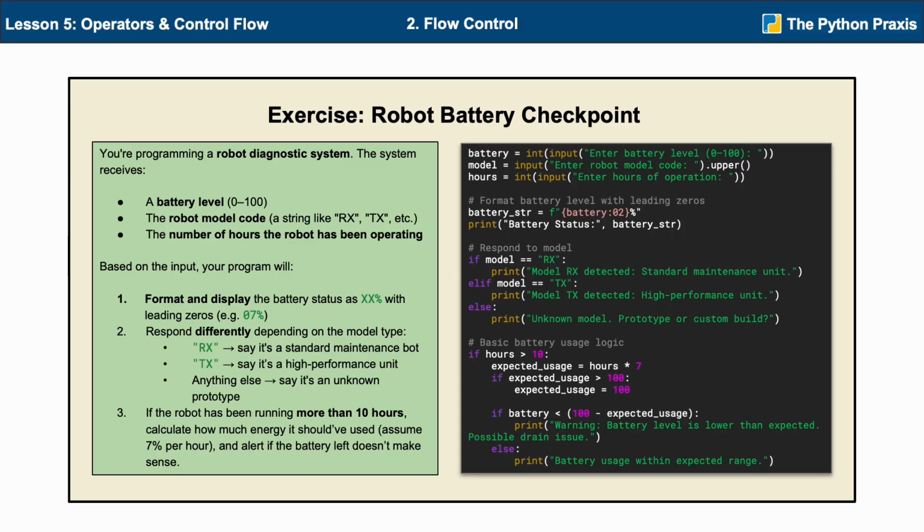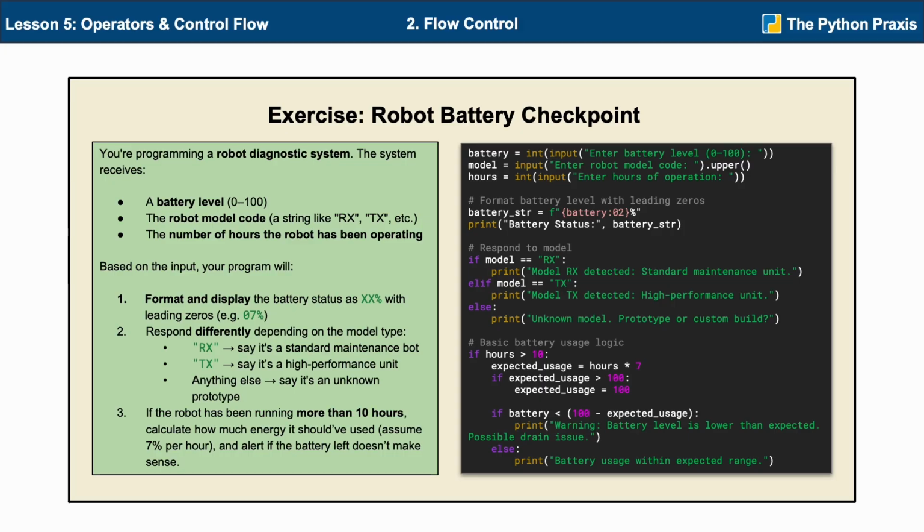respond differently depending on the model type. In case the model code of the robot is RX, a message will be printed saying that it is a standard maintenance bot. If the model code of the robot is TX, another message will be printed saying that it is a high-performance unit. And if the model code of the robot is anything else, a message saying it's an unknown prototype will be printed.